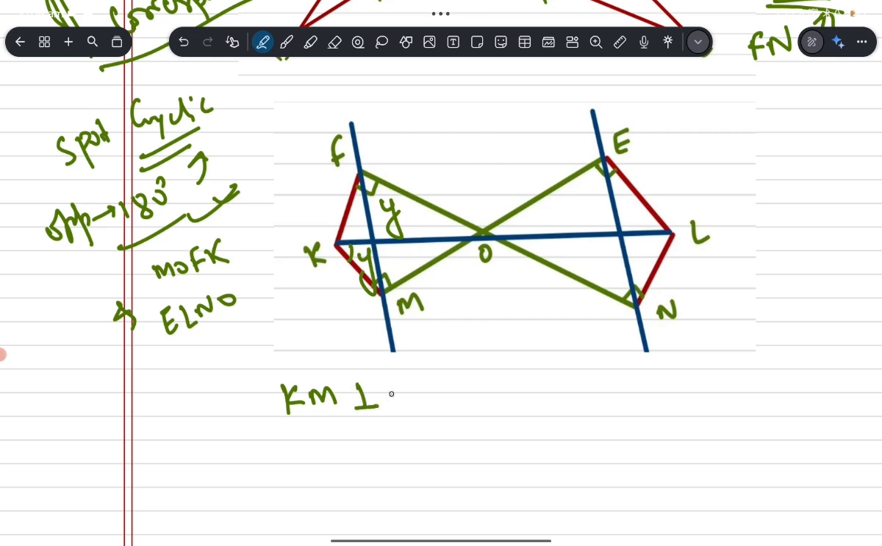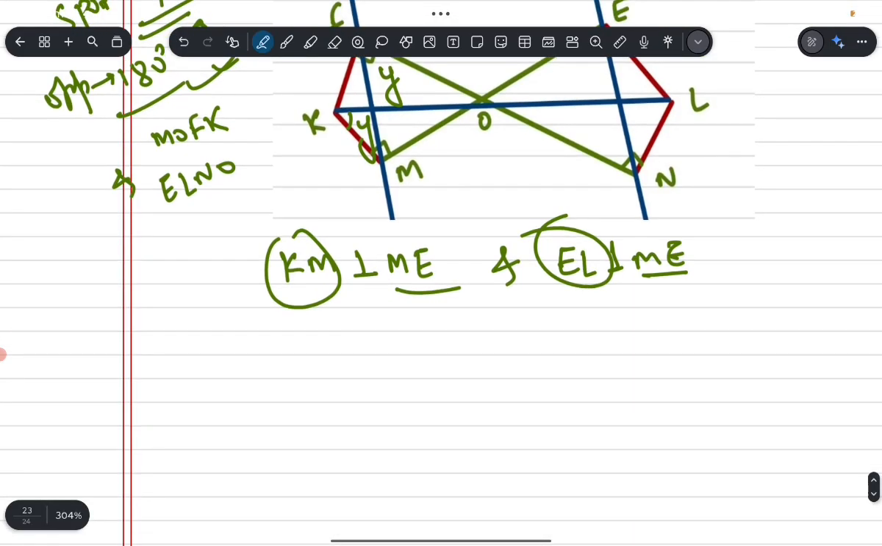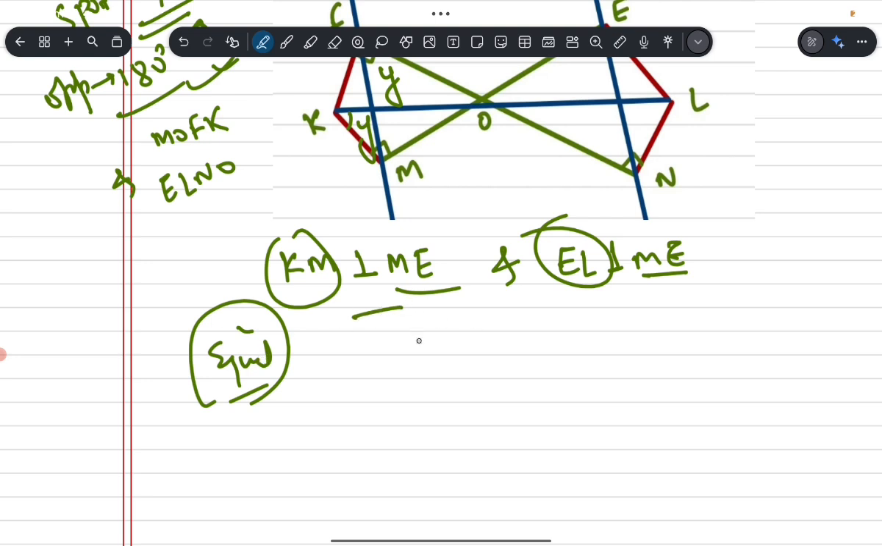Notice that KM is perpendicular to ME, and EL is also perpendicular to ME. So these two are perpendicular to the same line, ME. It is exactly like what we did in session 1. The prime meridian and all the longitudes were perpendicular to the equator, and hence they were parallel, as we assume in Euclidean geometry. So we are doing that. So we'll conclude that KM is parallel to EL.